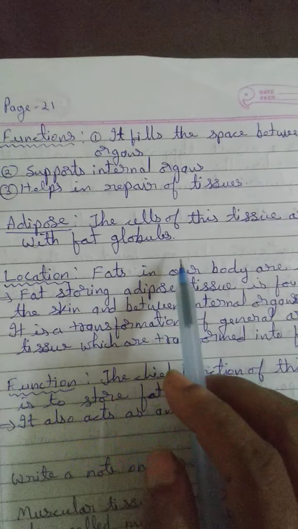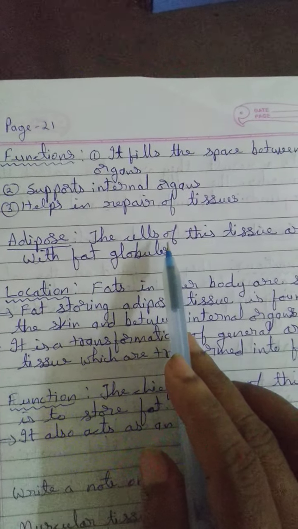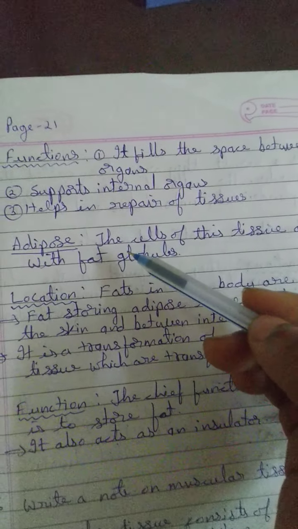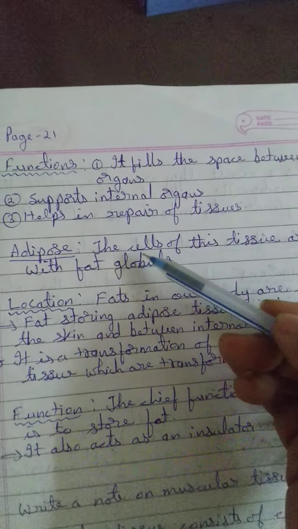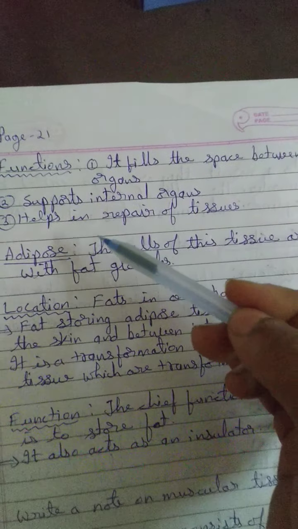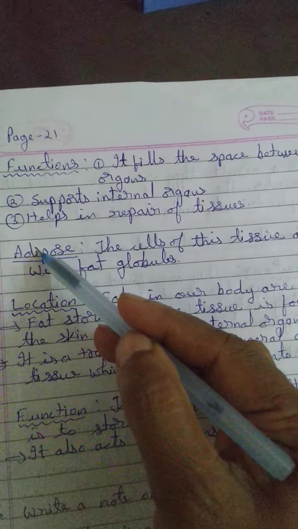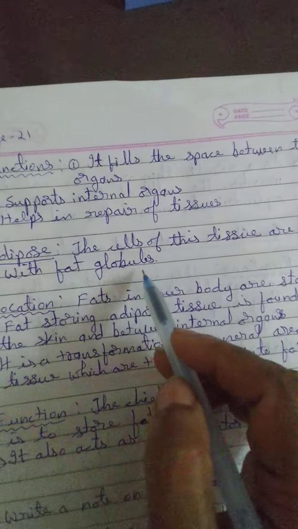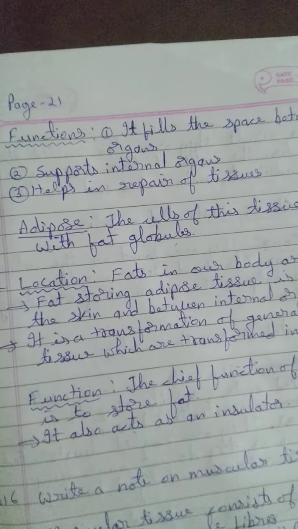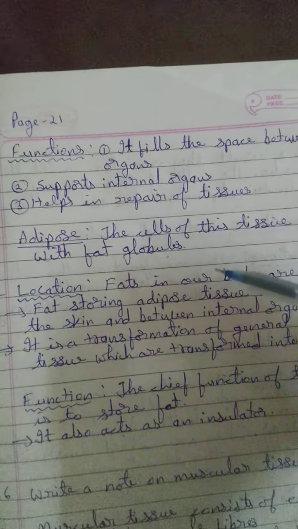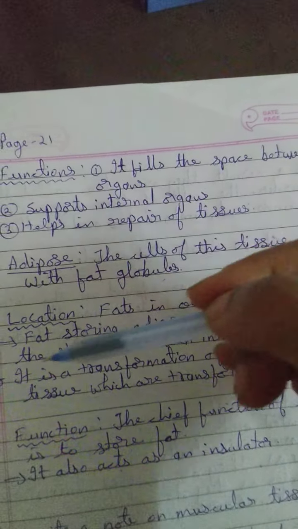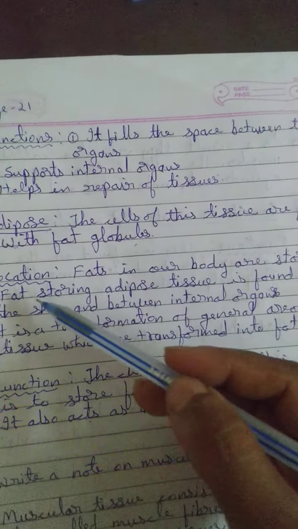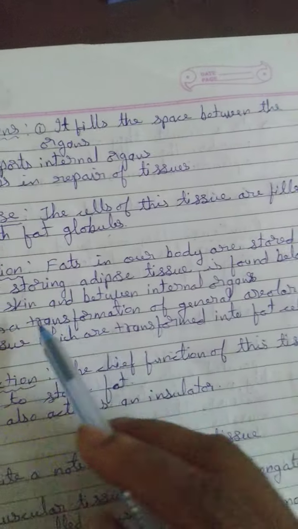Next one is adipose tissue. Adipose tissue is actually one transformed form of the areolar tissue. It is one kind of areolar tissue only, but when the number of areolar cells increases below our skin, this areolar tissue changes into adipose tissue, and adipose tissue is filled with a lot of fat globules. That means if the cells below the skin increase, they change into fat globules.